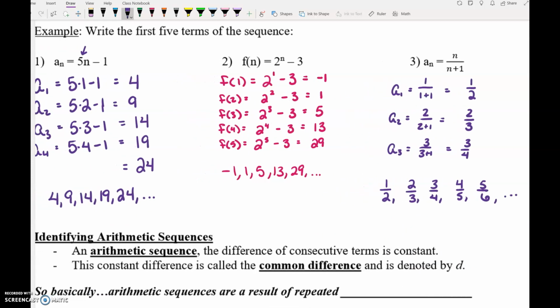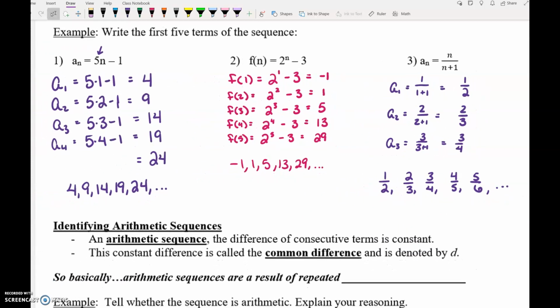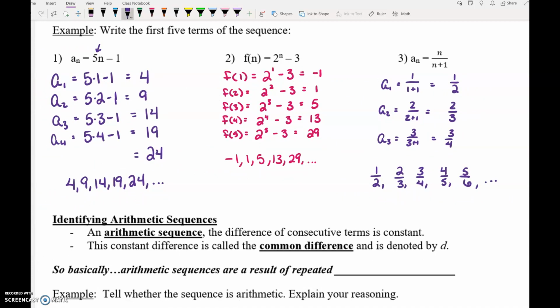So today we're going to focus specifically on arithmetic sequences. Yes, that word is arithmetic. For some reason, that's how we pronounce it when it comes to sequences. Arithmetic sequences are like our example in number 1. With an arithmetic sequence, the difference of consecutive terms is constant.